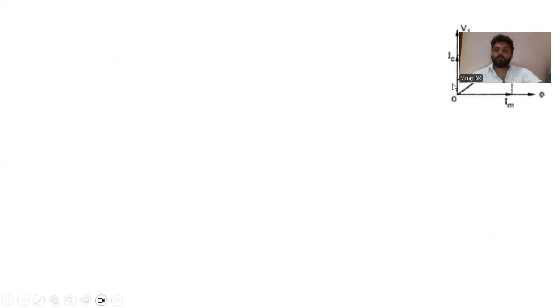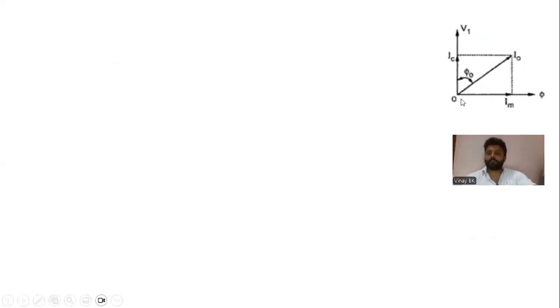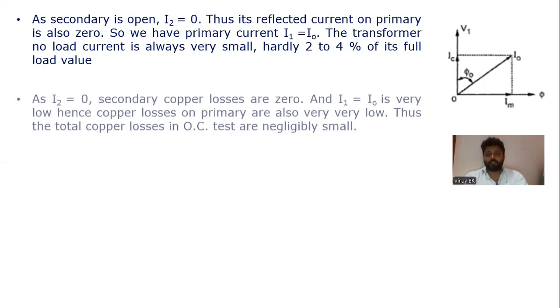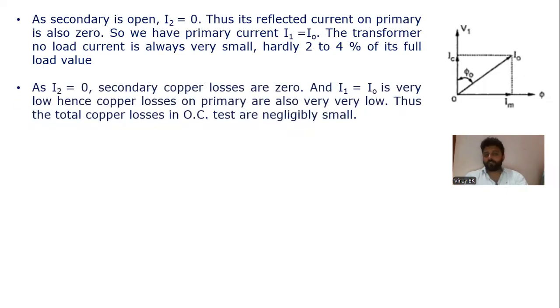So you can observe this for no load. Secondary side is open means there is no load. As the secondary side is open, the current flowing in the secondary winding is zero, that is I2 is zero. So the primary current will be the same as I naught. The same thing I explained in previous videos also. The transformer no load current is always a very small amount, hardly 2 to 4% of rated current.